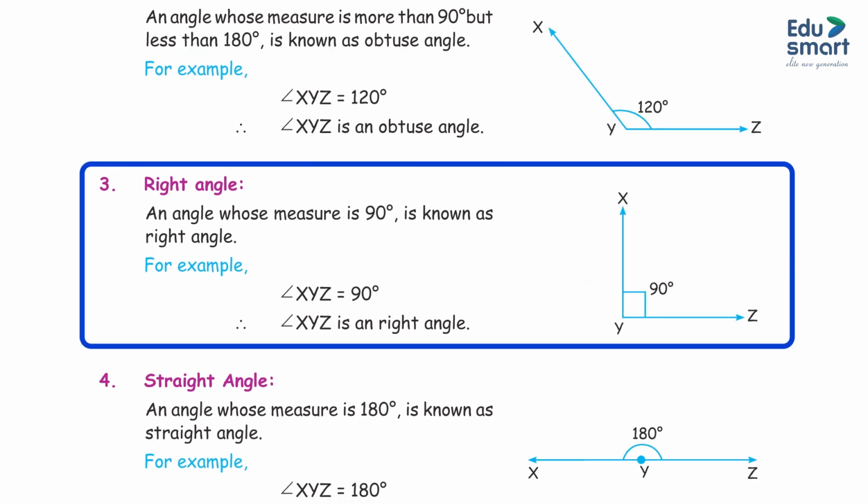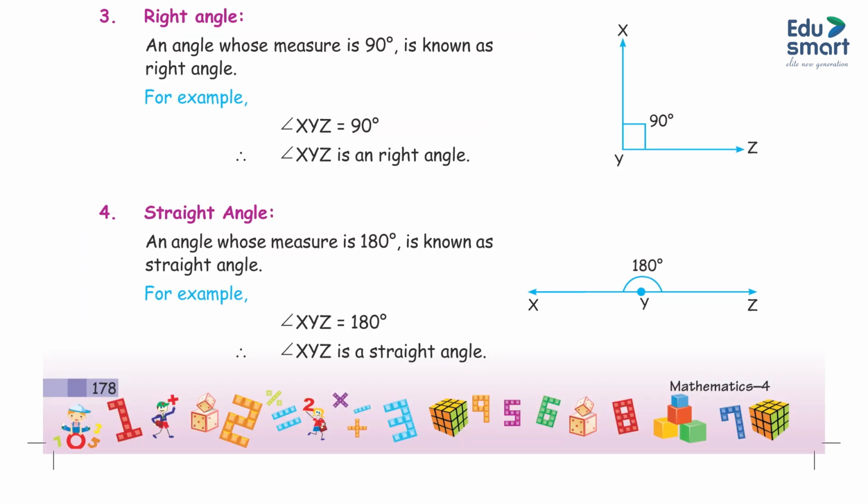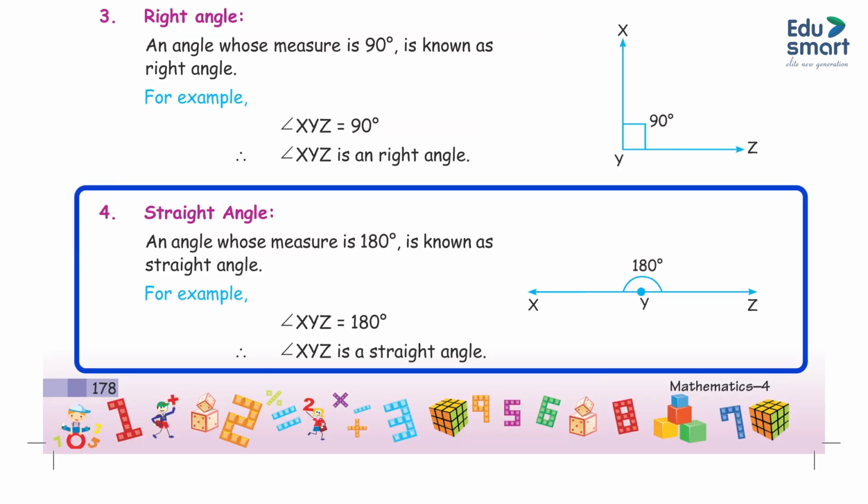3. Right angle. An angle whose measure is 90 degrees is known as a right angle. For example, angle XYZ is equal to 90 degrees. Angle XYZ is a right angle. 4. Straight angle. An angle whose measure is 180 degrees is known as a straight angle. For example, angle XYZ is equal to 180 degrees. Angle XYZ is a straight angle.